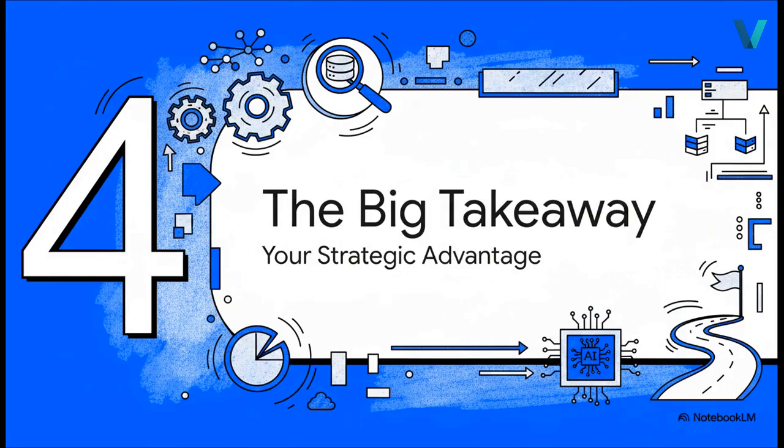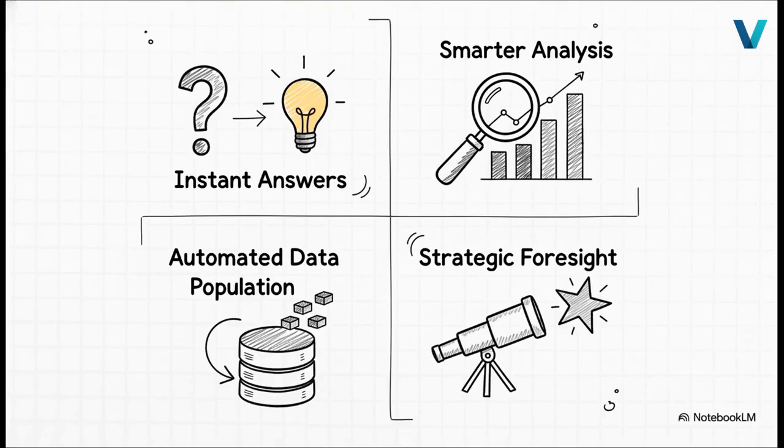So, when you put all these tools together, what's the big picture here? What's the real advantage of weaving this kind of AI into your enterprise architecture practice? It really boils down to these four things. With the EA Assistant, you get instant answers. You get smarter, data-driven analysis for things like portfolio rationalization. You get automated data population to build out your models way faster. And, maybe most importantly, you get real, genuine strategic foresight from the EA consultant. It's pretty much a full-stack upgrade for the modern architect.